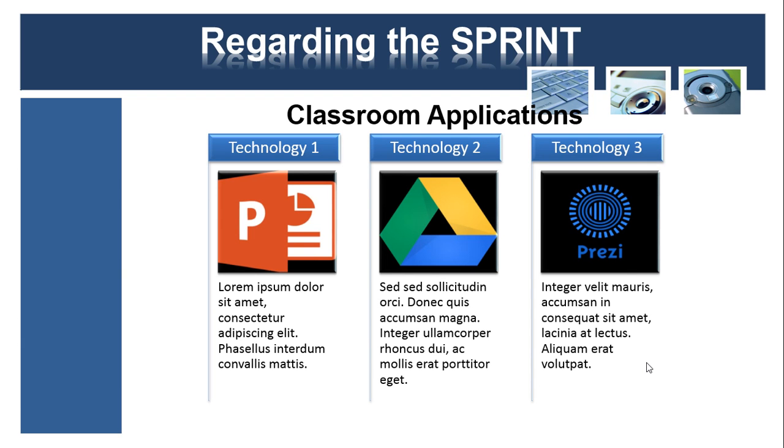What I do want to make sure is that you have three technologies, that for each technology you describe it using either a video, a definition, or an image, and that for each technology you discuss at least one classroom application that you could incorporate in your own classroom. So those three pieces are crucial for you to have in your sprint so that you get full credit.